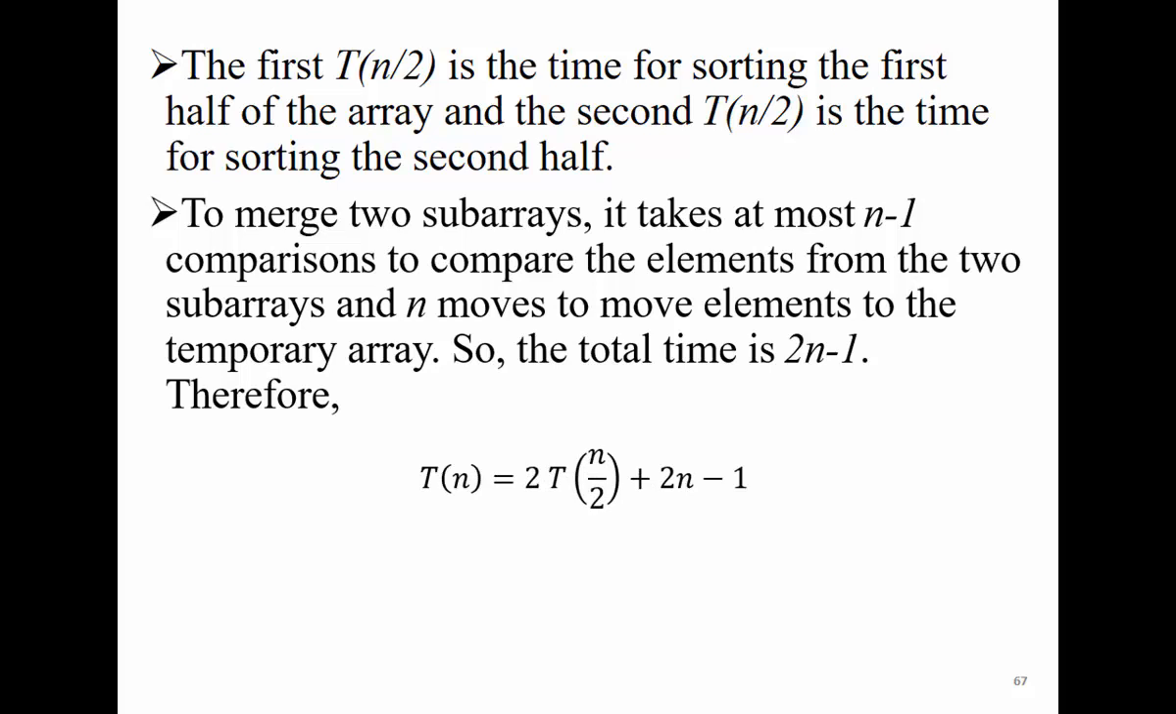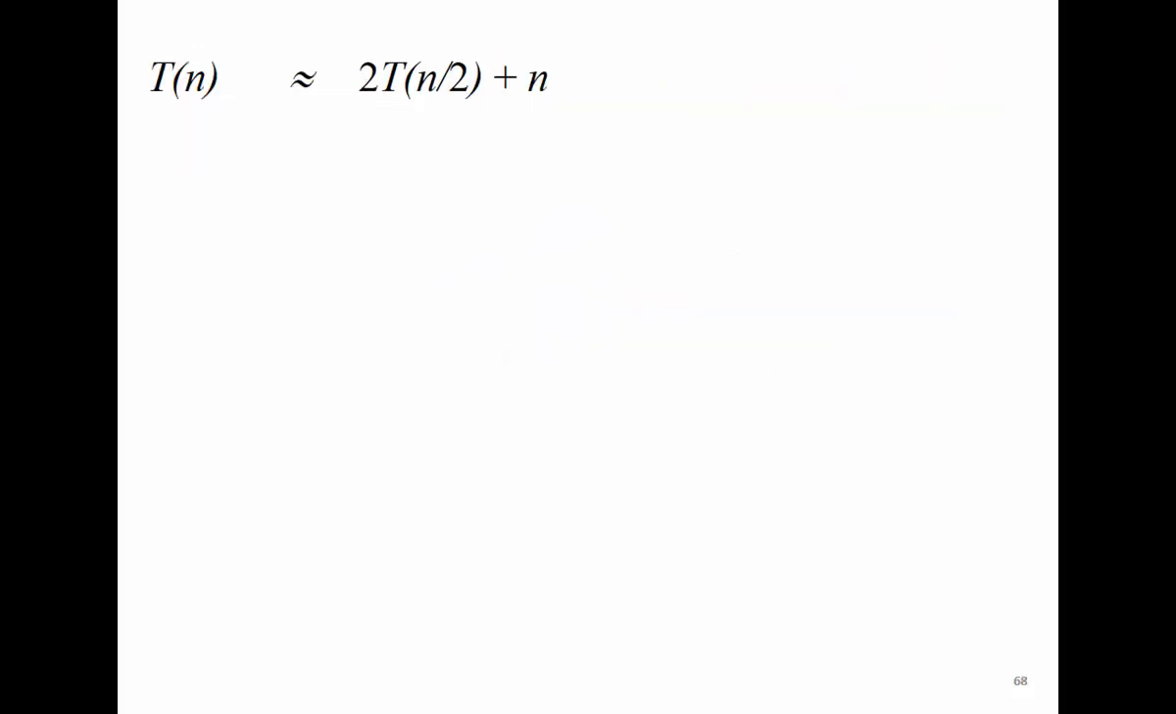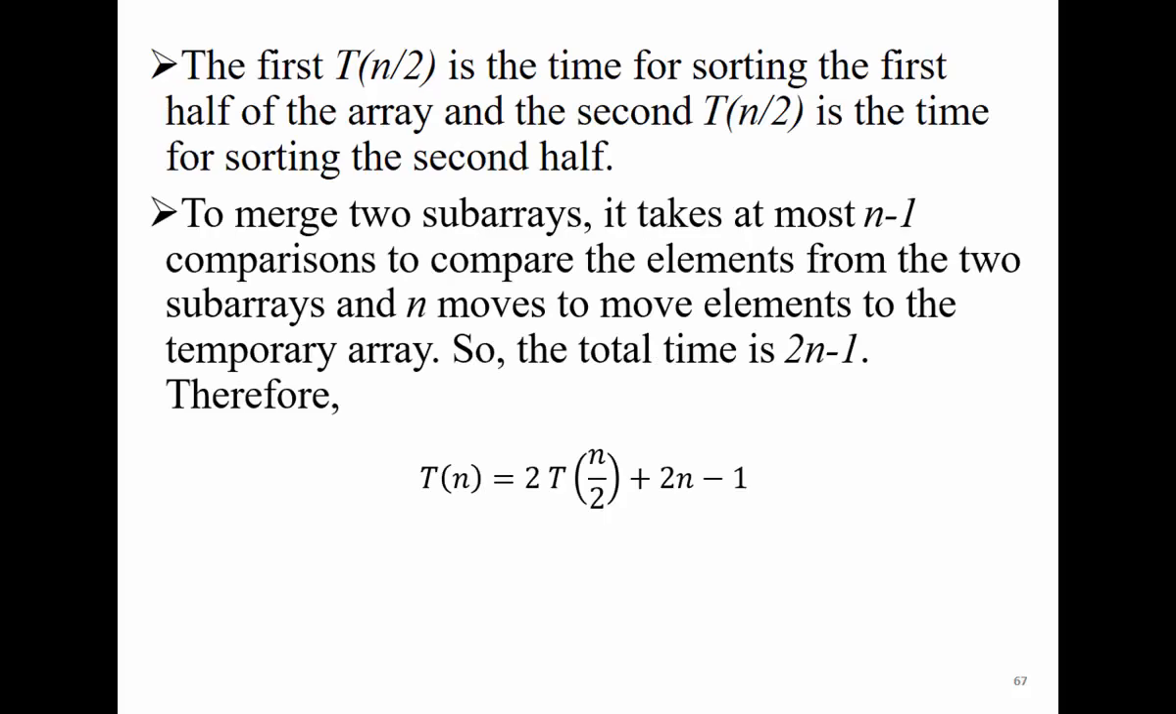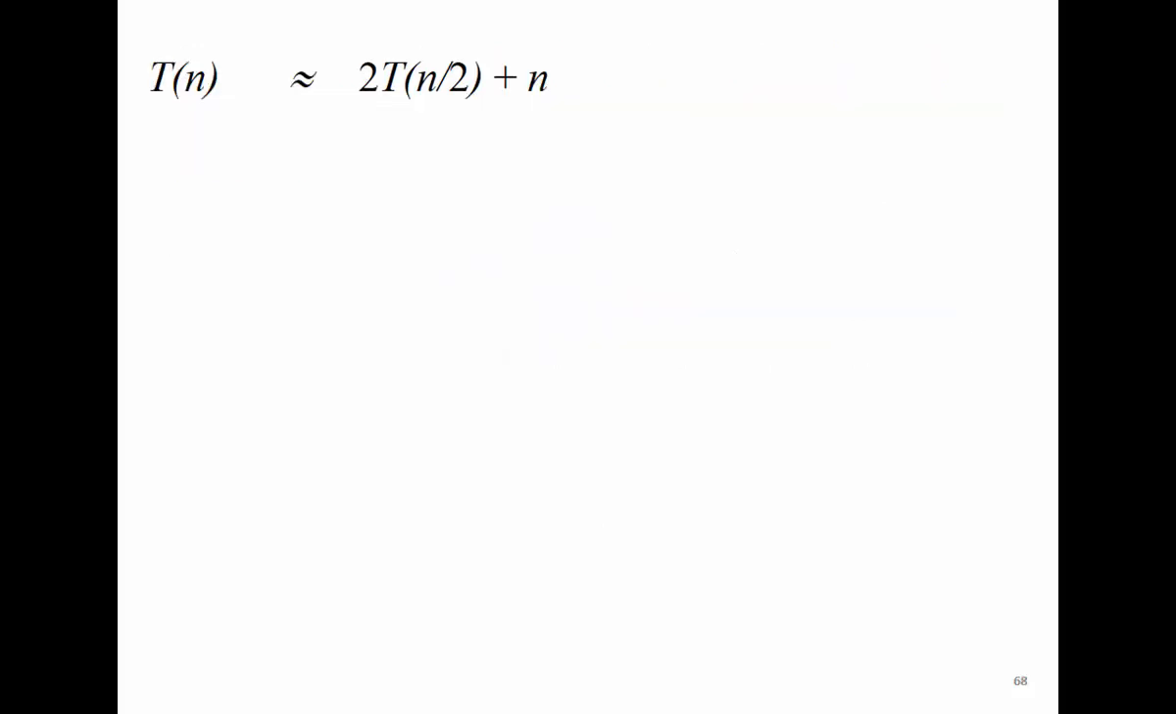And here is the formula for the merge sort. You have 2 T of n over 2 for the merge sort for the first half and the second half, plus 2n minus 1 for the comparisons to merge two arrays. Because the constant in 2n minus 1 is not that important, let's approximate this: T of n is approximately 2 T of n over 2 plus n.